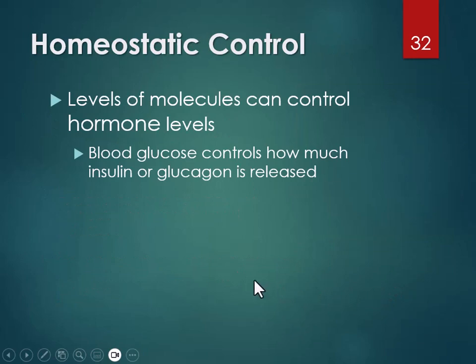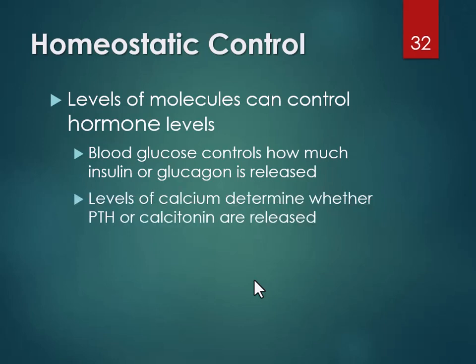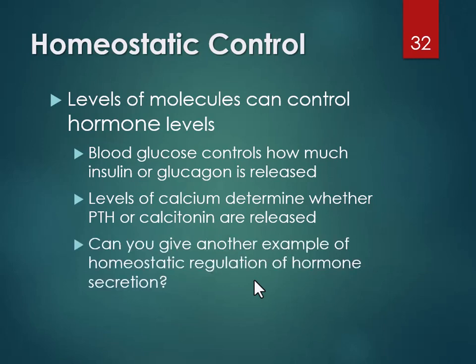Last, you have homeostatic control. This is the insulin example. Blood glucose levels really determine how much insulin or glucagon is released. Blood calcium levels really determine whether you release parathyroid hormone or calcitonin. There is another example, and that would be aldosterone. Remember, aldosterone saves sodium, so if your sodium levels are low, aldosterone is going to be released because you need to save sodium to get those back up to normal.